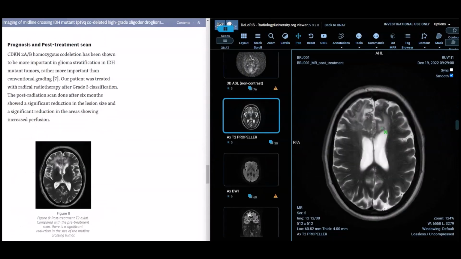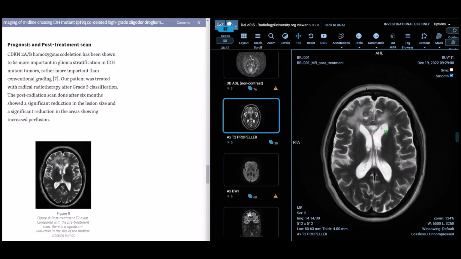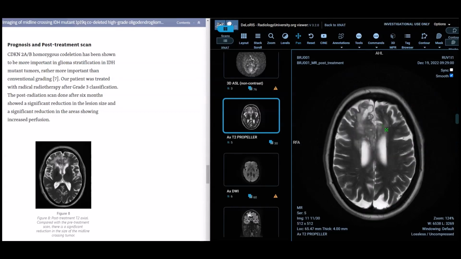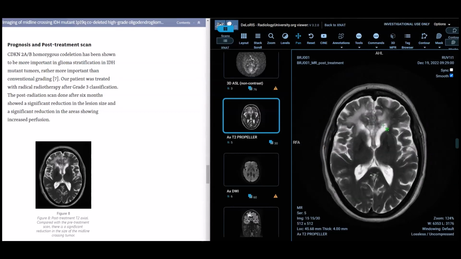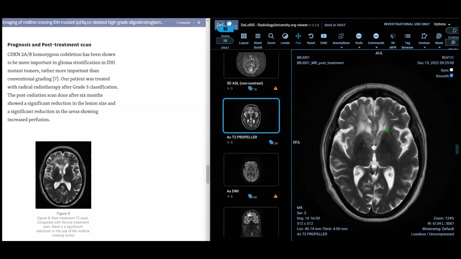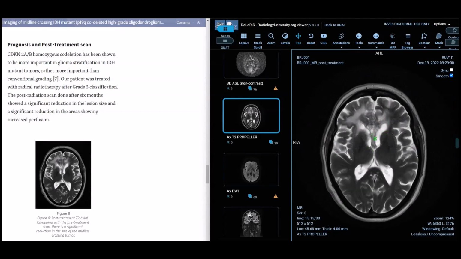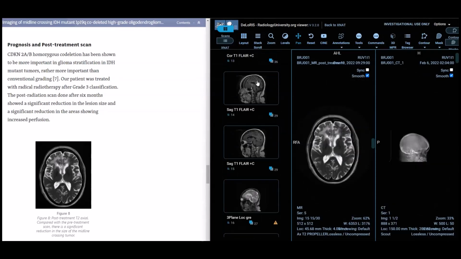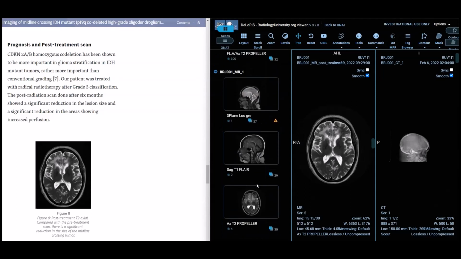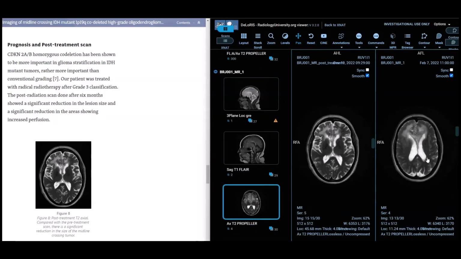Prognosis and post-treatment scan. CDKN2A/B homozygous deletion has been shown to be more important in glioma stratification in IDH mutant tumors, even more important than conventional grading. Our patient was treated with radical radiotherapy after grade 3 classification. The post-radiation scan done after 6 months showed a significant reduction in the lesion size and a significant reduction in the areas showing increased perfusion.